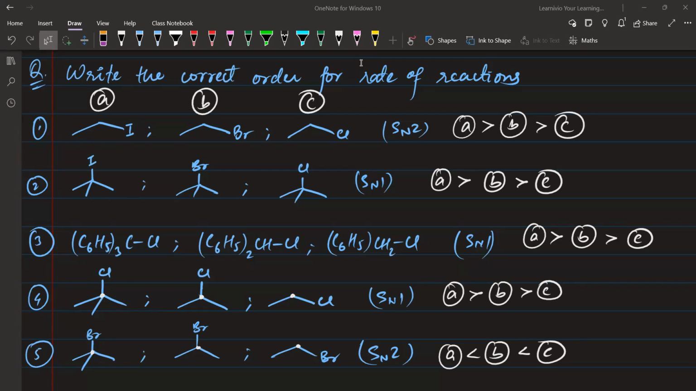Raise your hand once you're done. कितना टाइम लग रहा है भाई? Raise your hand guys if you are done. चलो.